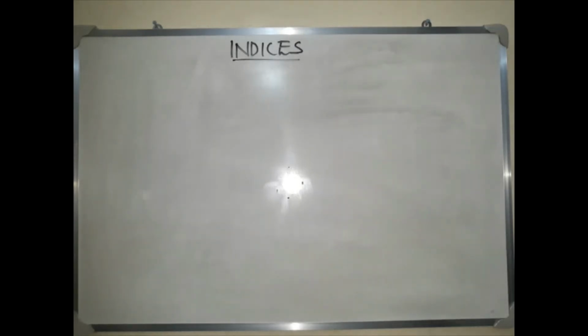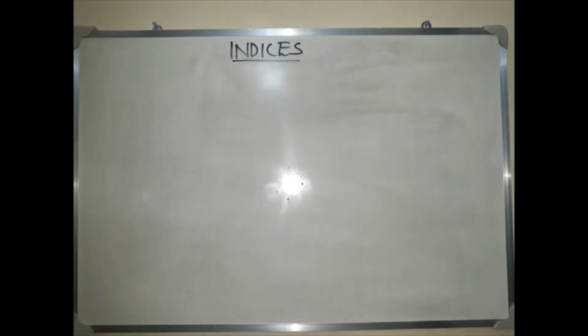Now, what exactly are indices? Before you can go to the word indices, you first of all have to look at the word index. What is an index? An index is a small number that tells us how many times a term has been multiplied by itself. The plural of index is indices. So let's look at an example.